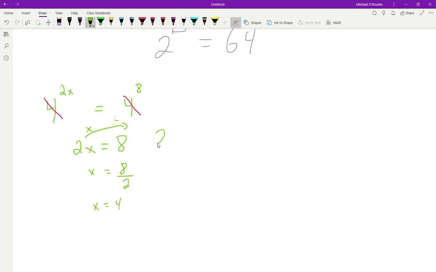You could always look at it like this too. I divide this side by 2. I divide this side by 2. These 2's cancel. This equals 4. So the big thing here is both the bases are the same. Okay, so let's do another one.